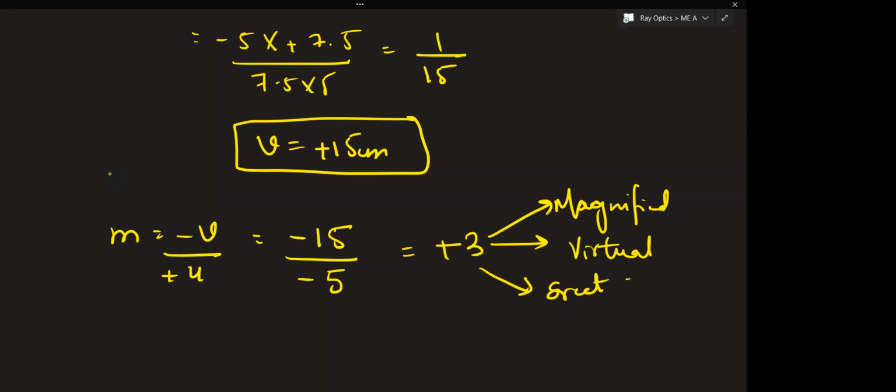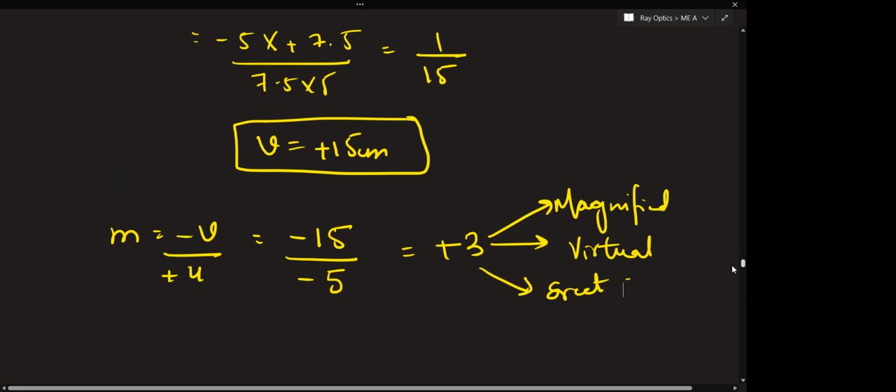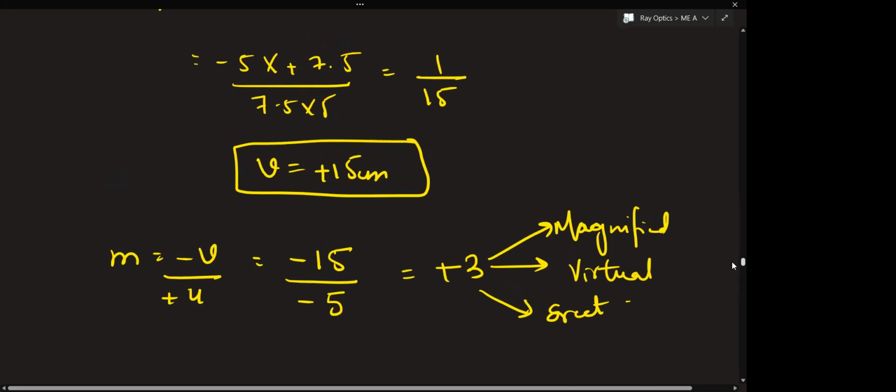So like this in the board exam also you will be getting questions. Similarly, you have to solve it like this only. And at this time, don't make these arrows in your final answer in the exam. Write it in words. The image is formed 15 centimeters behind the mirror. The image is magnified, virtual and erect. All right, note down the second part.